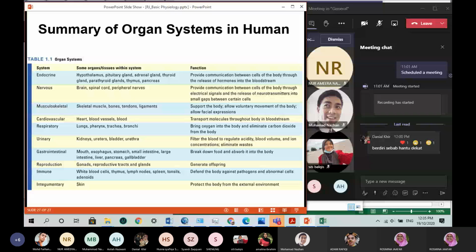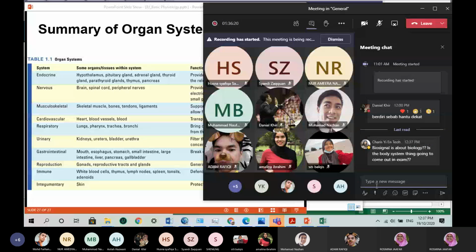Ada yang tanya ni? Signal is about biology? Is the body system going to come out in exam? Not exactly, but it's the foundation of biosignal. In order for us to know about the signal, you need to know the origin of the signal. So that's why in the first lecture, I always explain about the human physiology in general.